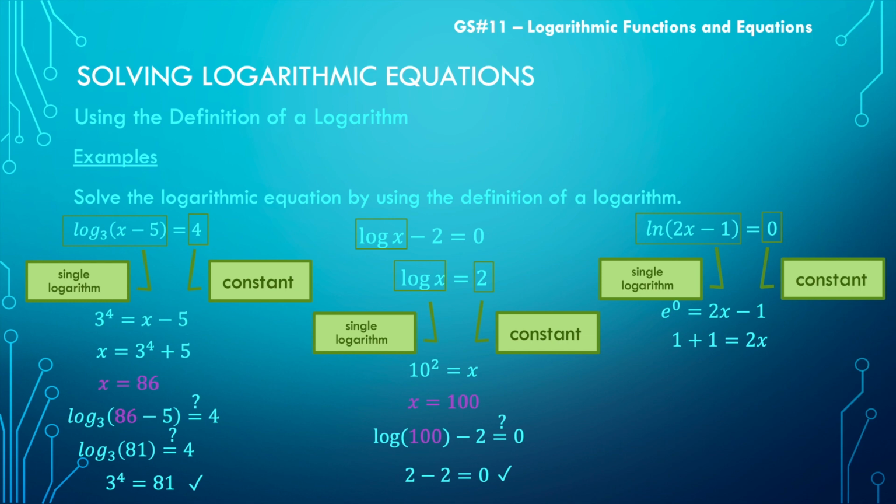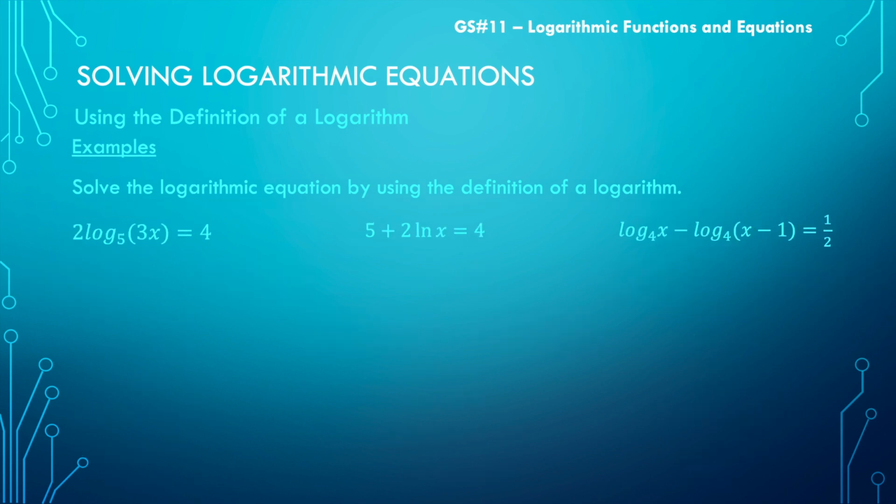And if I bring that 1 to the left-hand side, I've got 1 plus 1 is 2x. And that means that 2 is equal to 2x. And I can divide out the 2 and say that x is equal to 1. Let's go ahead and double check and make sure that that satisfies our original equation. So the natural log of 2 times 1 minus 1, that's 2 minus 1 is 1, is that equal to 0? Is the natural log of 1 equal to 0? Well, is e to the 0 equal to 1? It surely is, so I'm good to go.